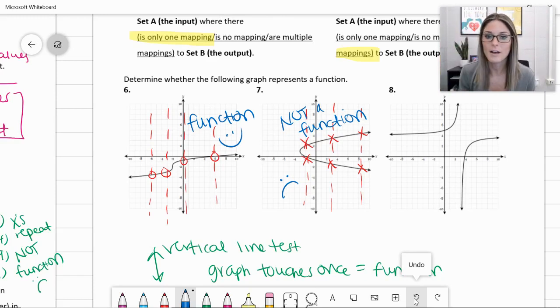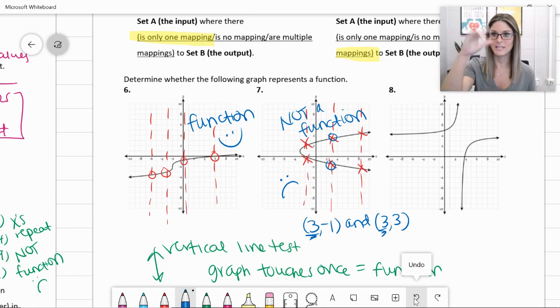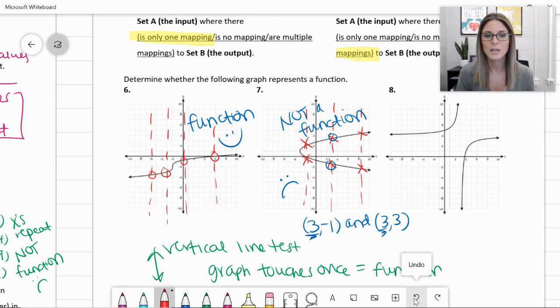What does it mean? Well, if I was to label these ordered pairs, I would have ordered pairs like, let's just say that's (3, -1) and (3, 3). I know that's not exact or anything, but I would have an x of 3 paired with -1 and 3. My x's would repeat because I have 2 points that are above each other vertically. Okay, not a function.